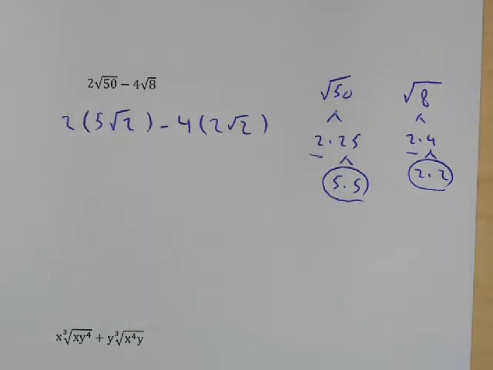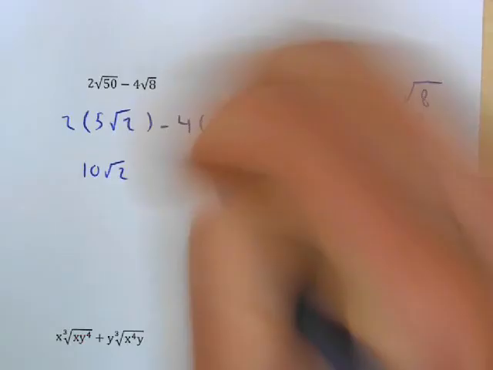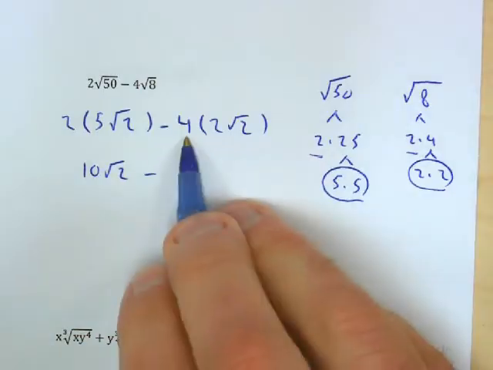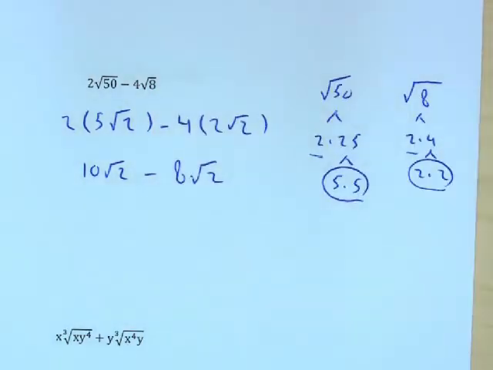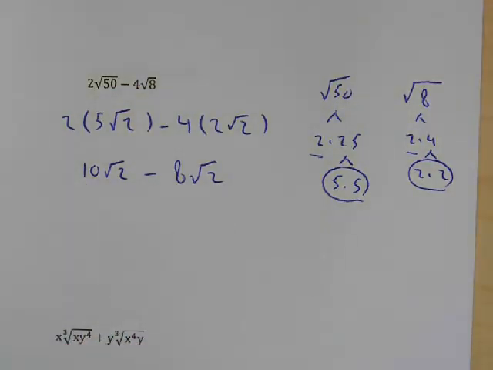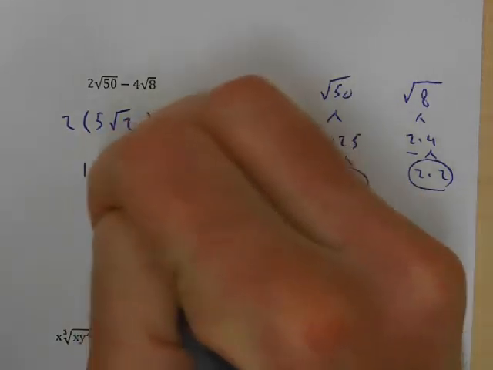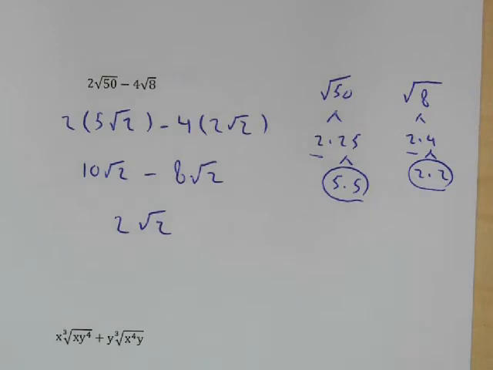Okay? All right, now 2 times 5 is going to be 10 root 2. And then minus 4 times 2, we get 8 root 2. Okay, now that we've simplified, do we have like terms? Yeah, I've got 10 root 2's here, minus 8 root 2's. So then how many root 2's do I have? Well, 2 root 2's. And then that's my answer. Okay, so on some of these, we're going to have to simplify and then add or subtract.